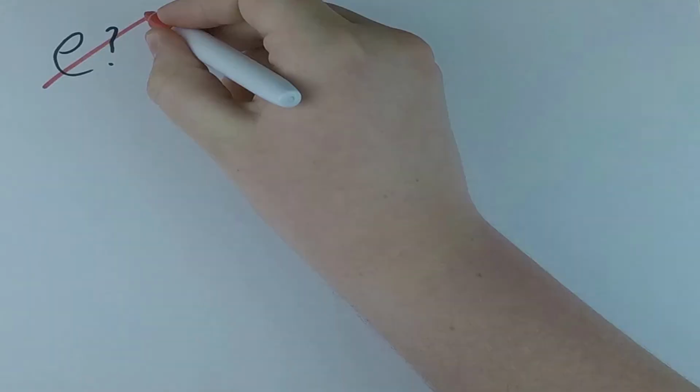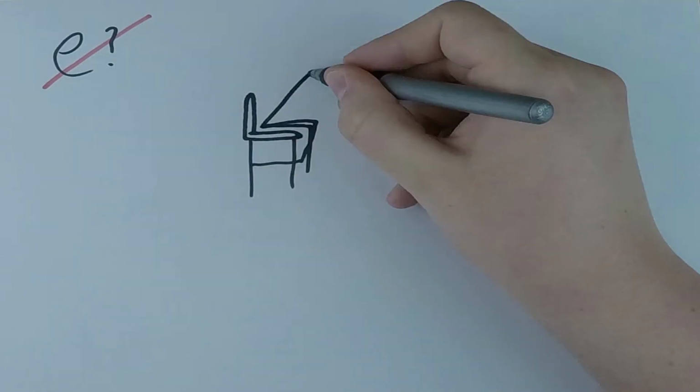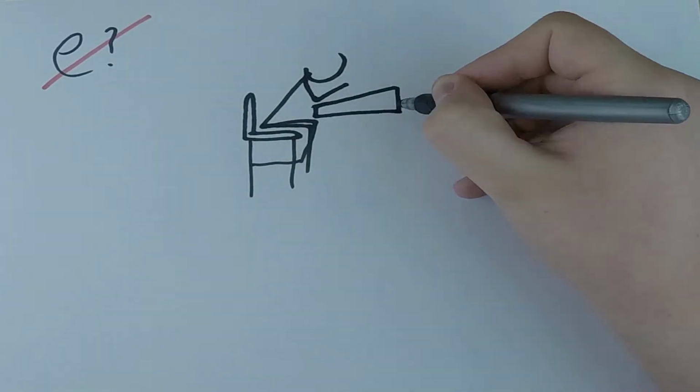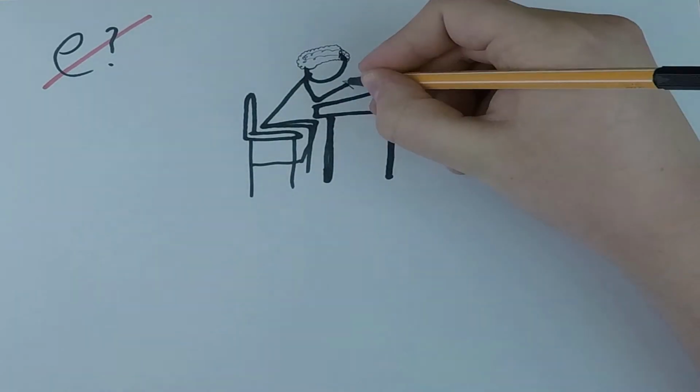Whew, so now we have e, right? Well, not exactly. These early workings retrospectively became part of the understanding of e, but it was not really fleshed out until one Leonhard Euler arrived on the scene.